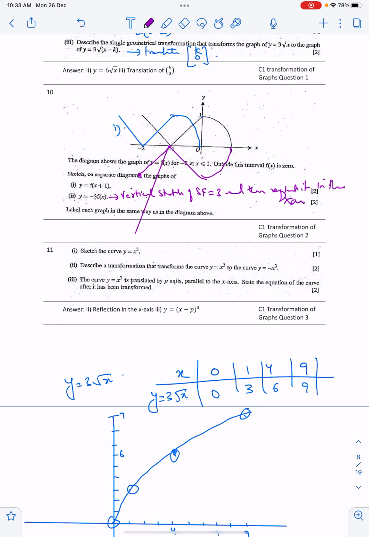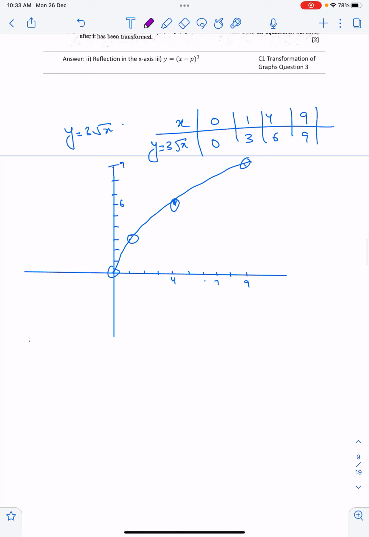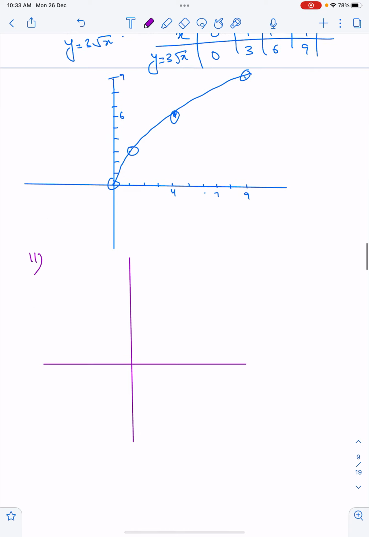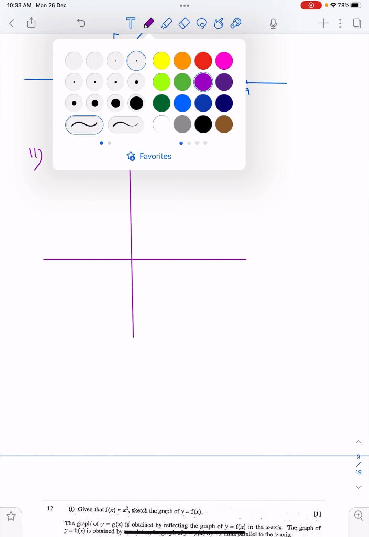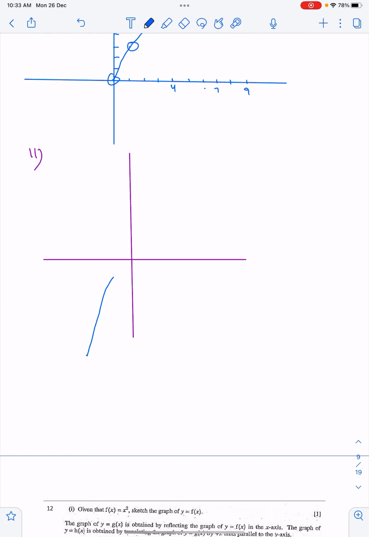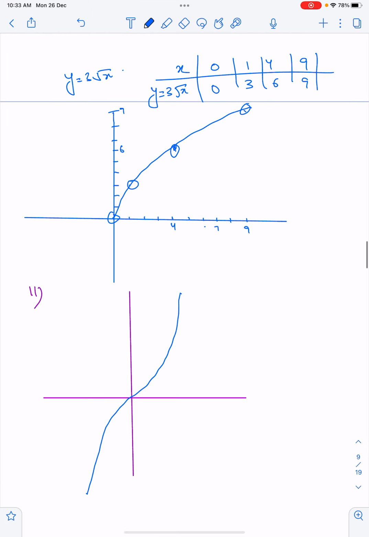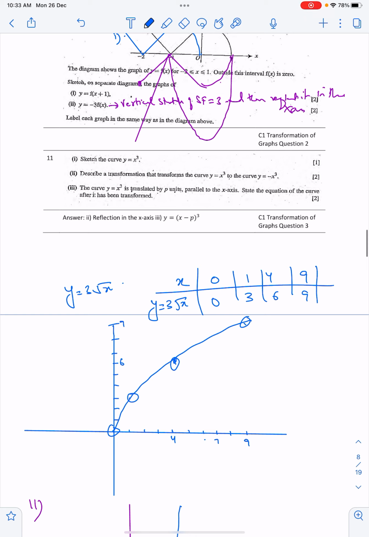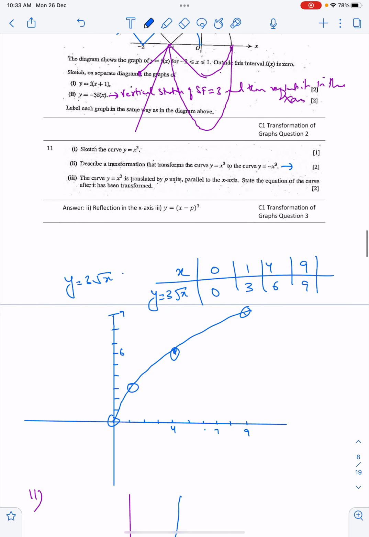Sketch the curve y equals x cubed. So I am doing the 11th question here. I am just sketching it. y equals x cubed is a graph which looks somewhat like this, passing through the origin. Then it says, describe a transformation which transforms the graph of y equals x cubed to the graph of y equals negative x cubed. Okay, it's going to be a reflection in the x-axis.